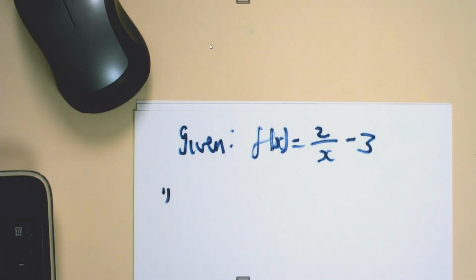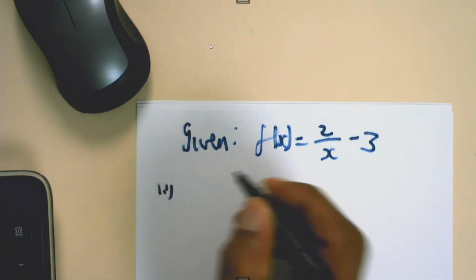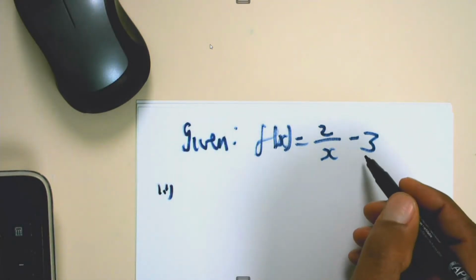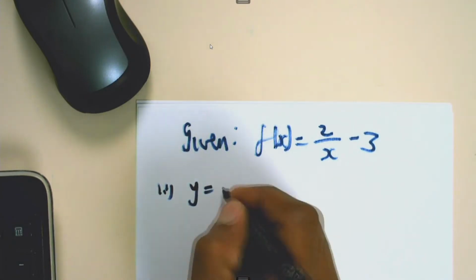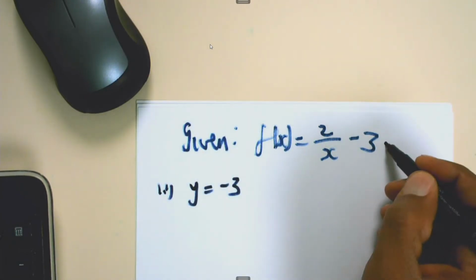If they say write down the equation of the asymptote, it means they want x is equal to something or y is equal to something. But if they just ask, what is the vertical asymptote? It's 5. What is the horizontal asymptote? It's 6. But the equation is either x or y. So in response to question 1, we said the q represented the horizontal asymptote, then it means y is equal to minus 3, because this is the value of q. We take it with the sign.